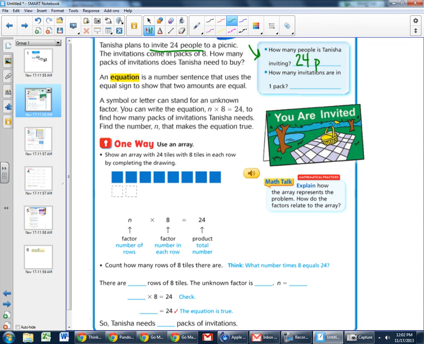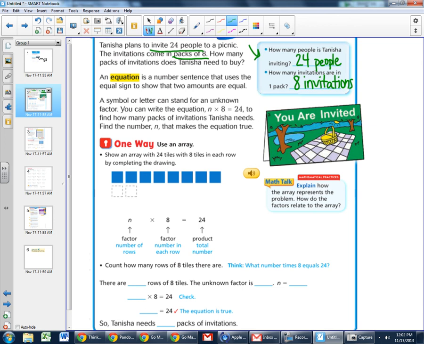Go ahead and underline that. When I'm doing problem solving, I try to underline numbers that they ask me about so that I can quickly find them and make sure that my problem and my answer make sense using the numbers that are in the problem. And the second one says, how many invitations are in a pack? Pack of 8. And be sure to label everything. That way when you go back up here, you won't confuse 8 people with 24 invitations because you have them labeled.